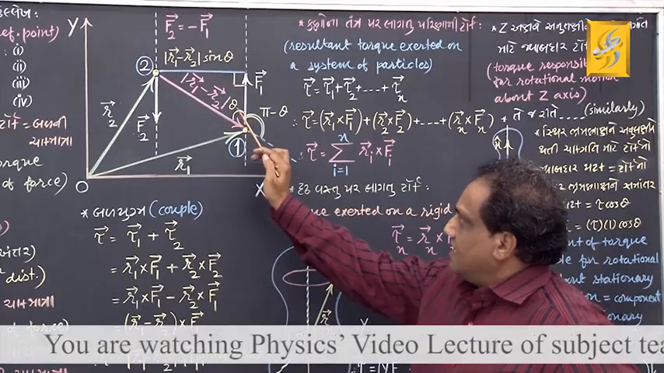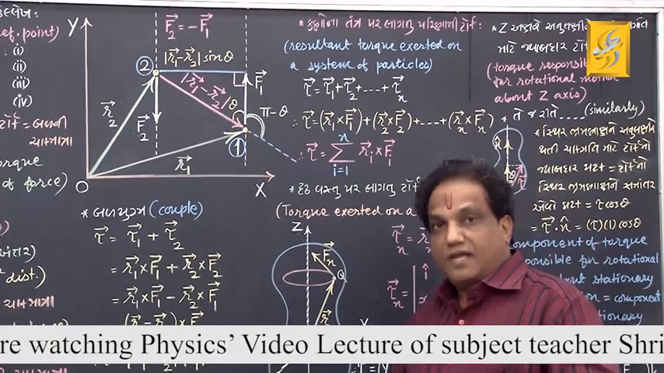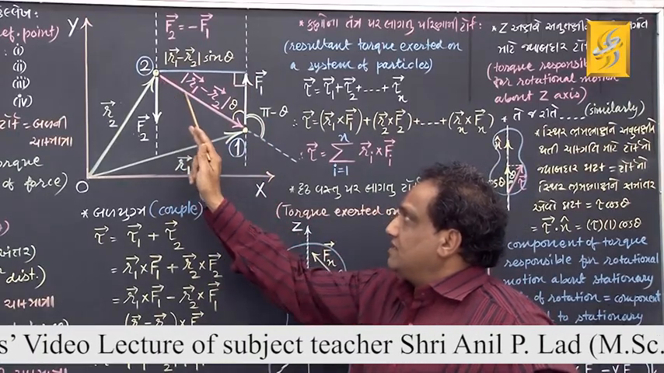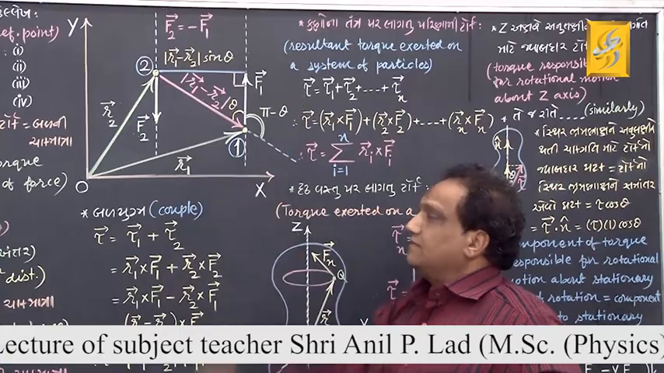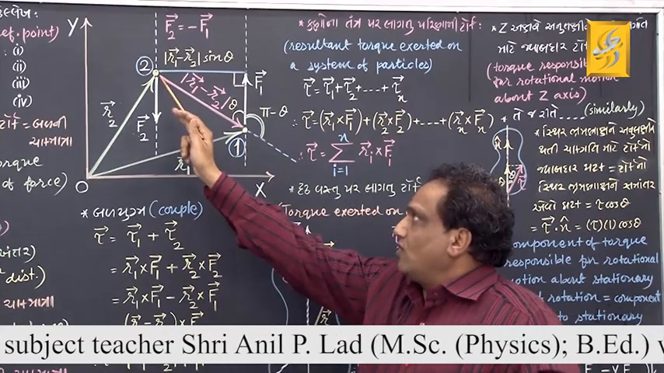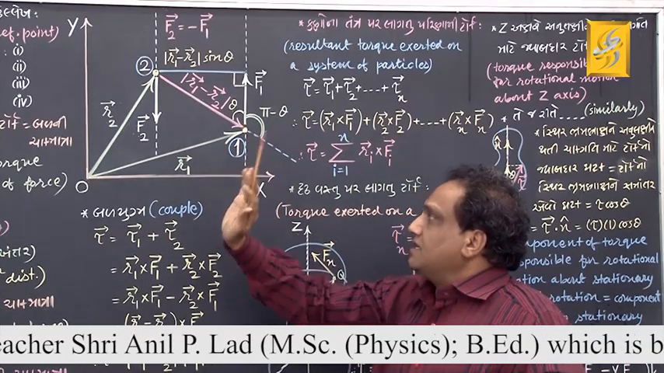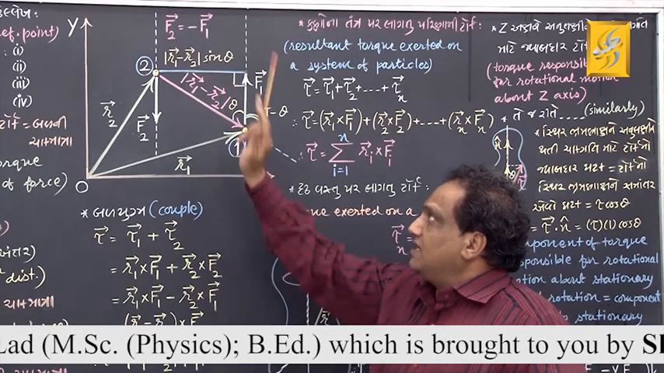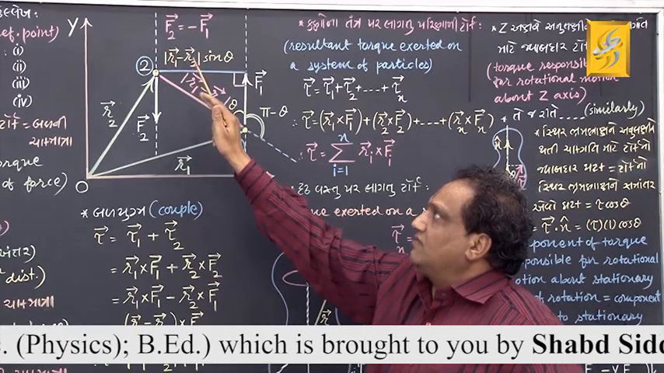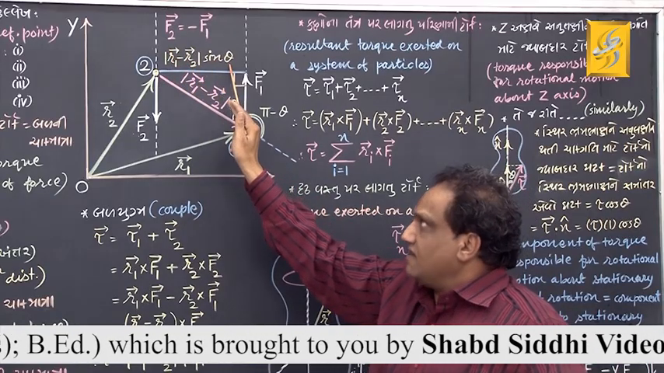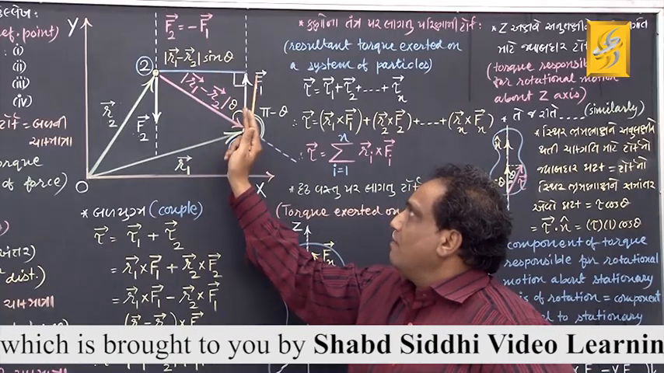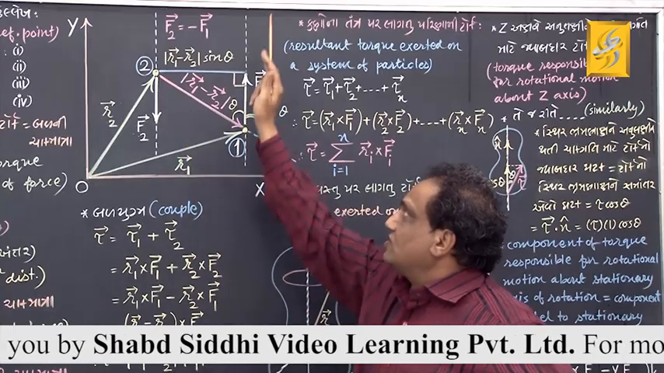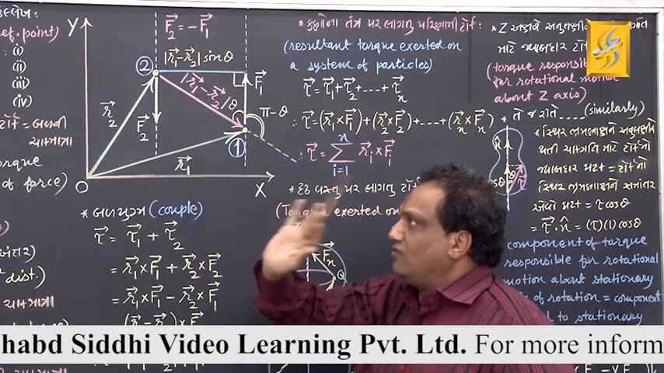Just consider this angle as theta, correct? And now, how much is this? It is the component of this opposite to theta. So it would be mod of vector r1 minus vector r2 into sin theta. This much is the perpendicular distance between the lines of action of vector F1 and vector F2.